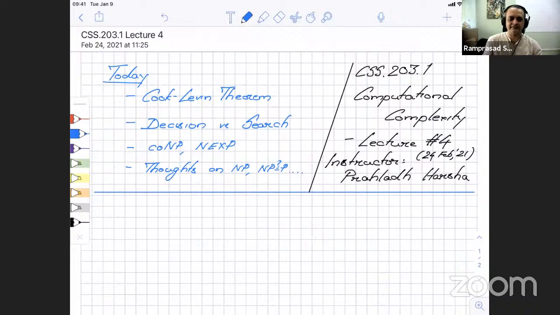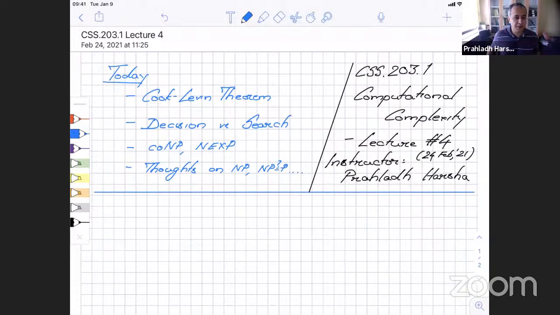Okay, so let's get started. We'll continue our discussion on NP completeness. Basically, we will complete the proof of the Cook-Levin theorem from last time.